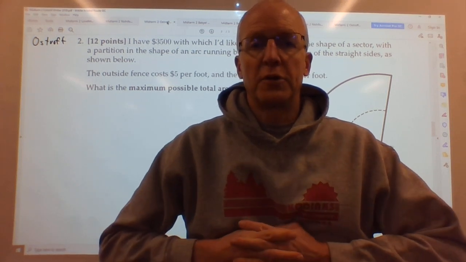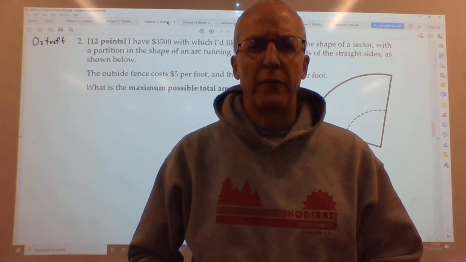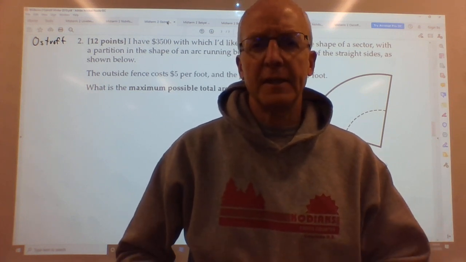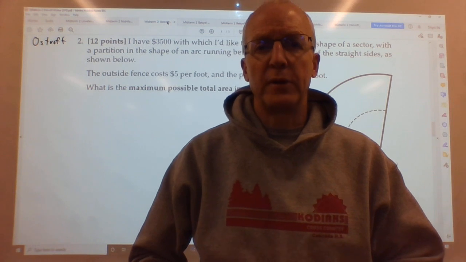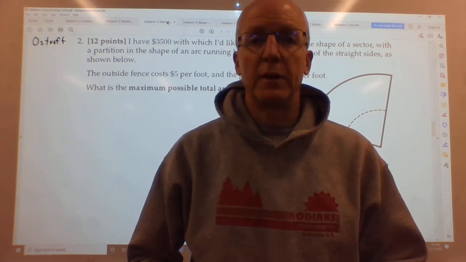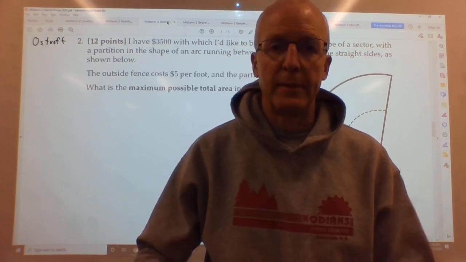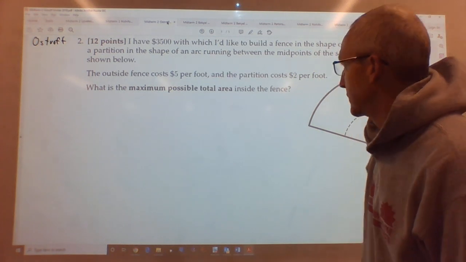All right, let's look at Ostroff number 2. It's a good example of both using sectors and theta like we've been doing, along with the whole parabola thing where you get a quadratic, and whenever we have a quadratic, we can find the vertex to find the maximum or minimum.